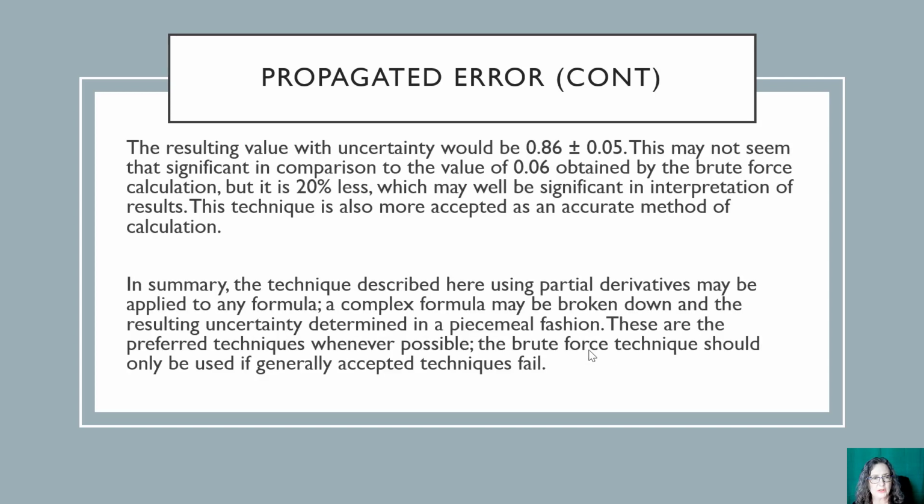So let's look, well, okay, first let's talk about this. 0.86 plus or minus 0.05 is the correct value. We would have come up with 0.06, but that's a 20% overestimate, okay? And propagation of error is considered to be the accurate method of error analysis, okay?